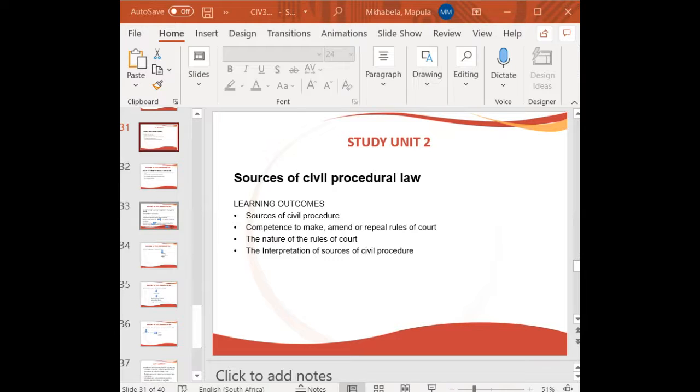sources of civil procedure. It is important to remember that the Constitution of South Africa serves as the supreme law of the Republic, and any law that is inconsistent with it may be declared invalid. Therefore, legislation must be studied with this in mind.